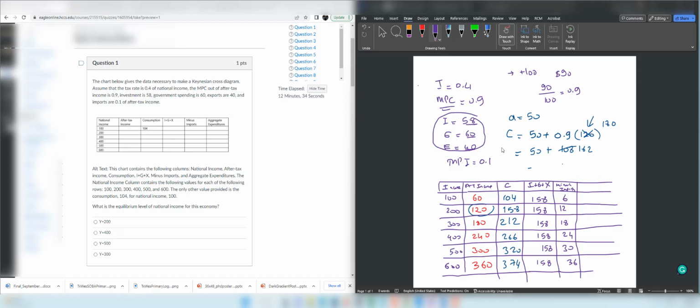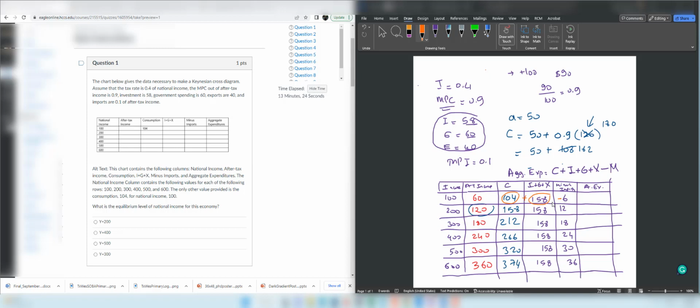Now the final column is the aggregate expenditure. Let's write it down here. Final column is aggregate expenditure. Aggregate expenditure is equal to consumption plus I plus G plus X minus imports, M. So given this, I'm going to sum first 104 plus this number minus this number is going to give us the aggregate expenditure. So let's do that.